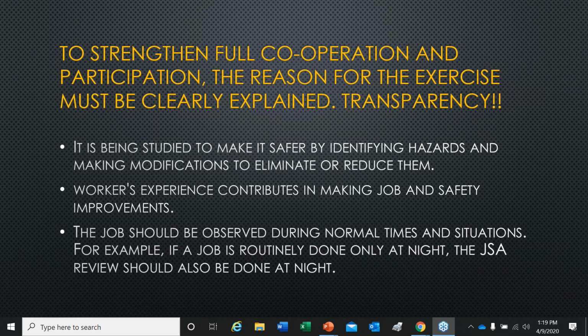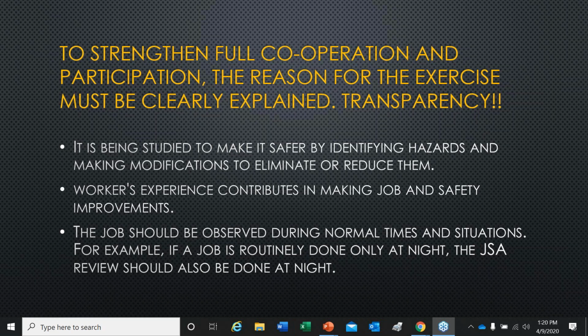it's for transparency. Because some people are going to ask the question, why are you doing this? What are you looking at my job for? People, when you make change, get worried. So you need to let them know it's being studied to make it safer, to identify the hazards. And if we need to do anything to eliminate or reduce it, we will do that with modifications that can help make it a safer job. And then the workers, with their involvement, their experience contributes to making it a safer job.